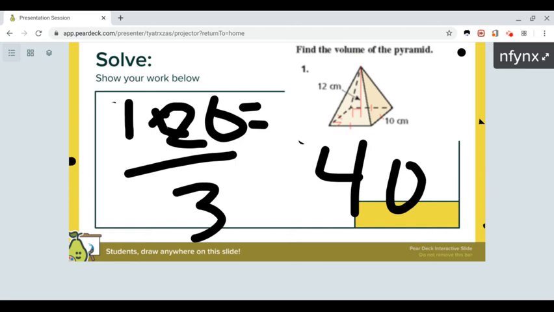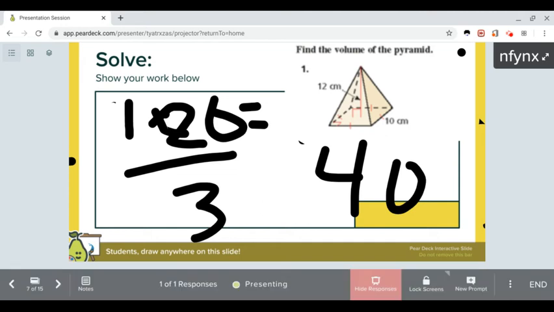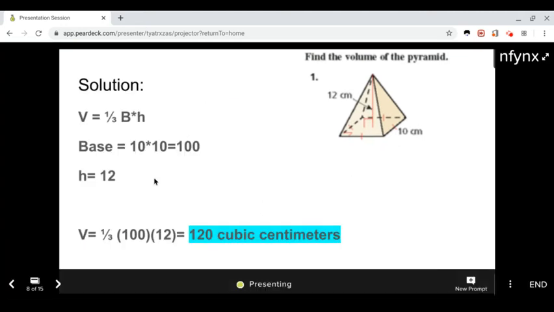Okay, so let's actually move on to the solution portion. Obviously, when you have enough of this, and you can assess your students and see how well they're understanding it, then we move on to the next slide. So here we have the solution. We have a third base times height. Well, the base is 10 times 10, which is equal to 100.